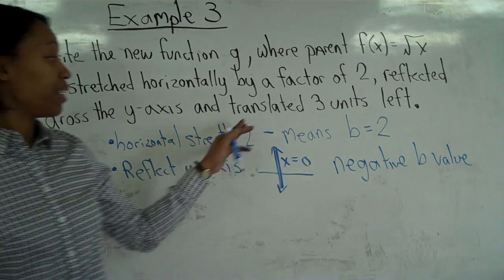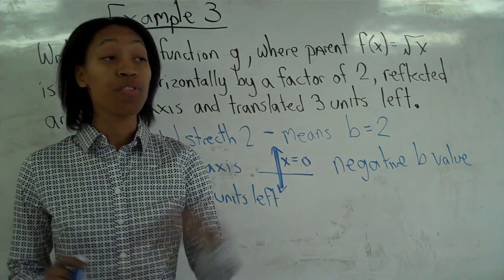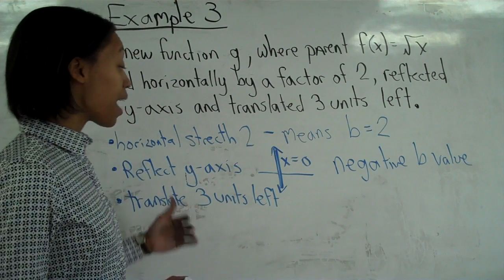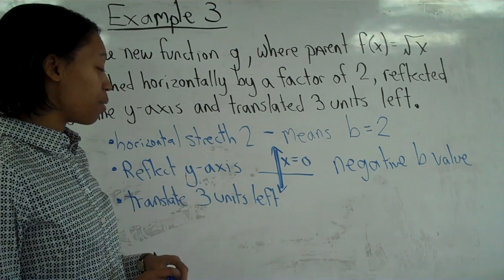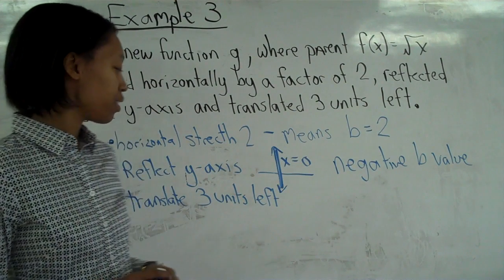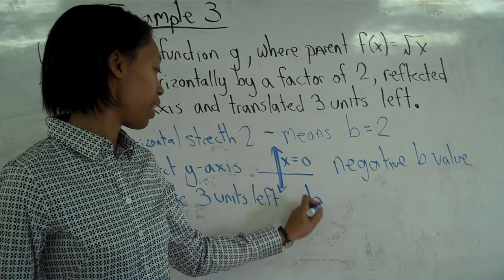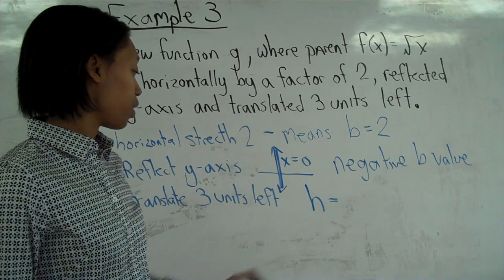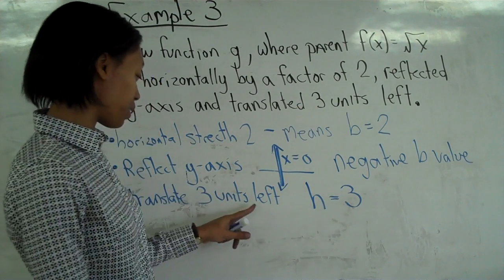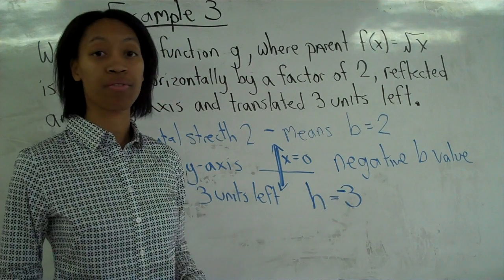Okay, and lastly, we see that it's translated 3 units to the left. Moving left and right, that's my x-axis. So it looks like my x value needs to be moved. That's going to be my h, right? So 3 units to the left is going to mean that h equals 3. Since the h value is moving to the left, that means we want our h to be negative 3.